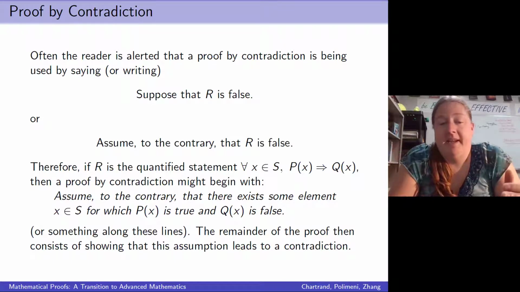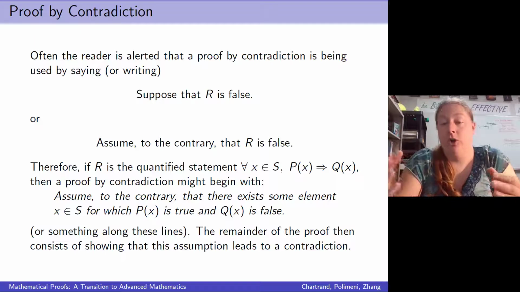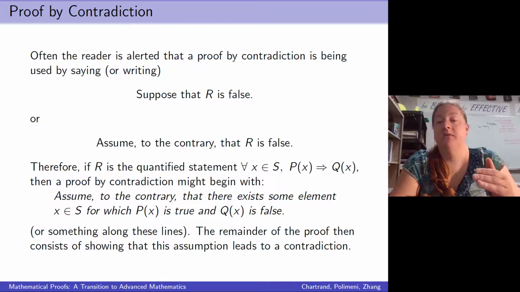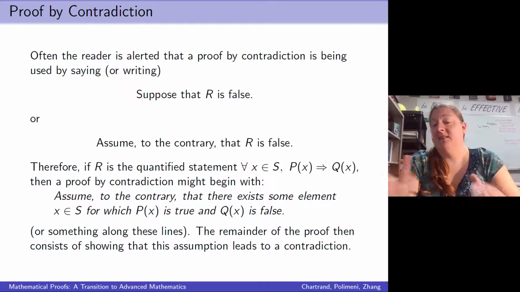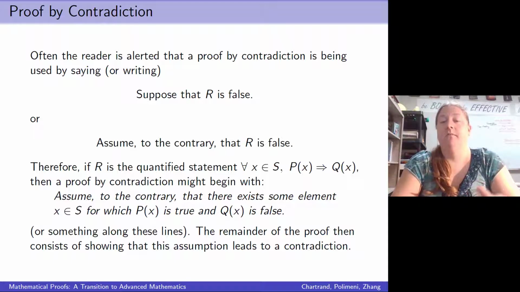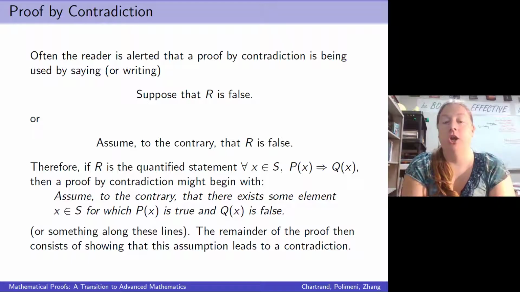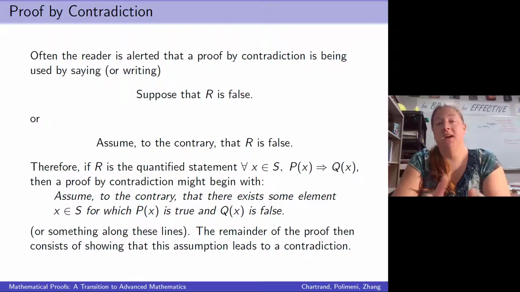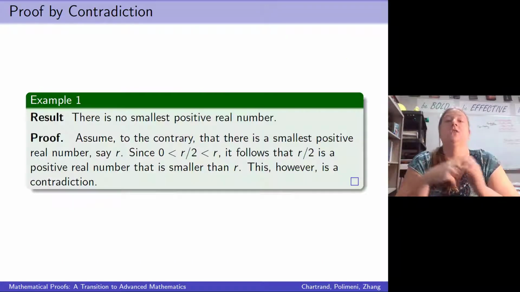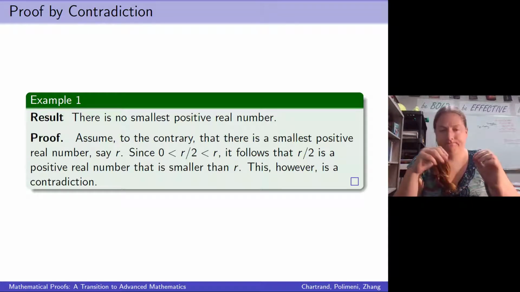So the way this might play out, if you have for all x in S, P of x implies Q of x as your quantified statement R, then your proof might start with assume to the contrary. There exists some element in S such that P of x is true and Q of x is false. And then from there on, you're going to work to show that if P of x is true and Q of x is false, then some contradiction arises. So let's take a look at some examples.